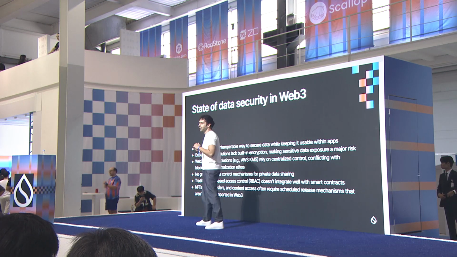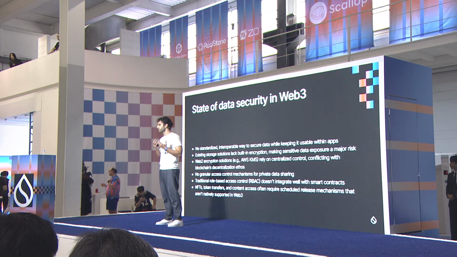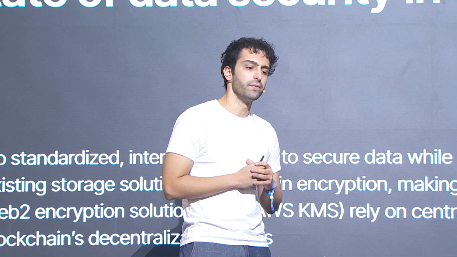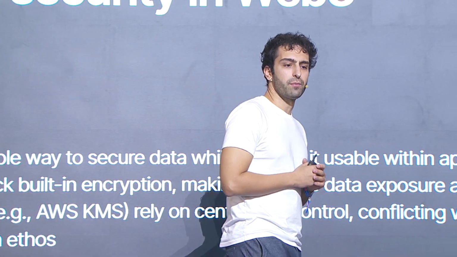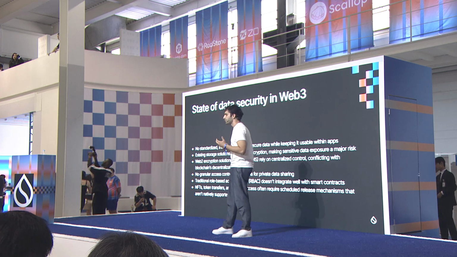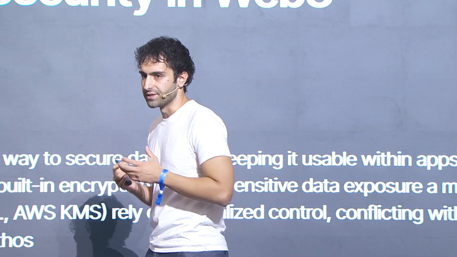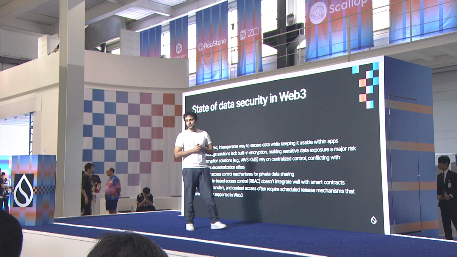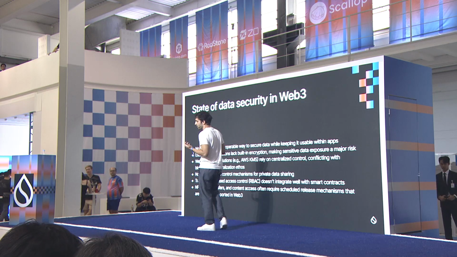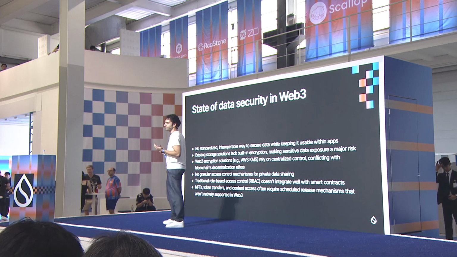So here is how reality looks like for teams today. There is no standardized interoperable way that you can use and protect data in your apps today. Most storage protocols do not encrypt data by default, which means that data leaks is a constant risk. At the same time, fine-grained access controls are not really easy. You have Web 2 key management systems that are centralized and role-based access controls that do not really work well with smart contracts. And then if you want to do time-based releases, there is no native support for that. So you're missing out in use cases like time capsule NFTs or licensing content for a specific amount of time.